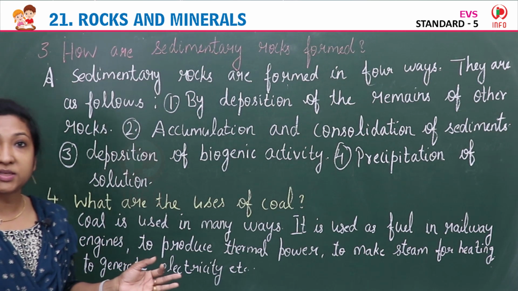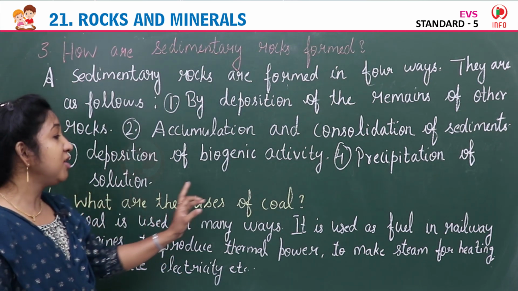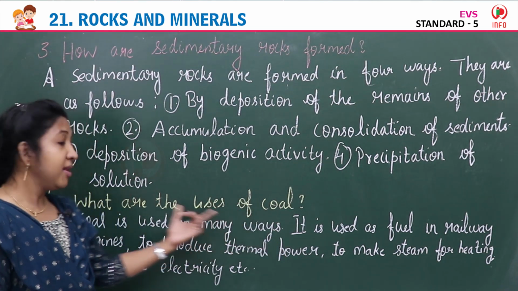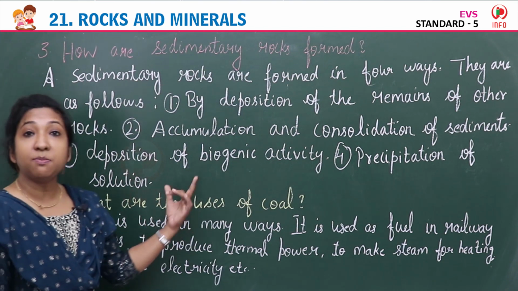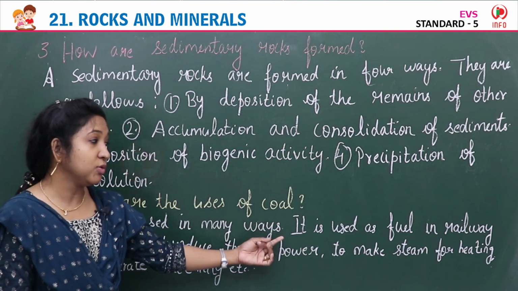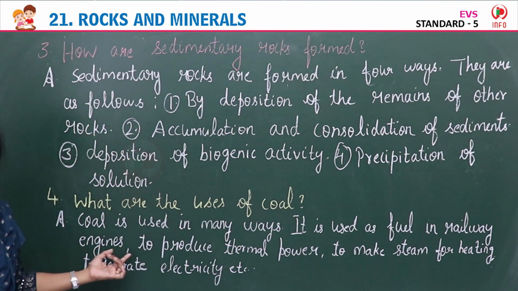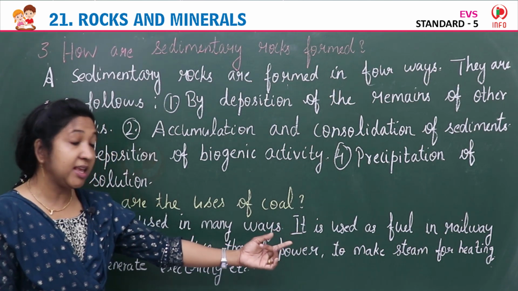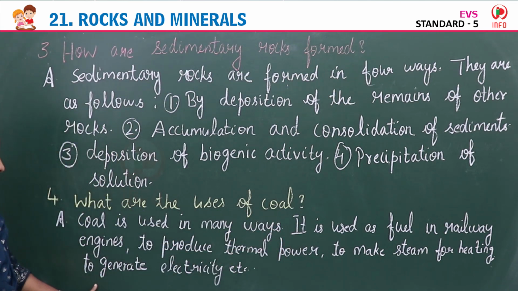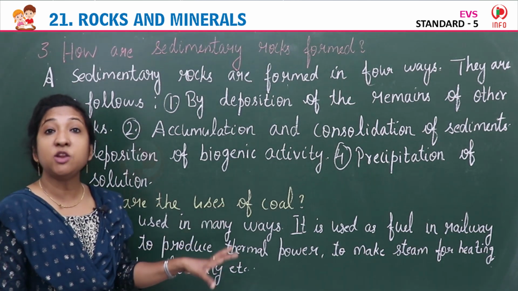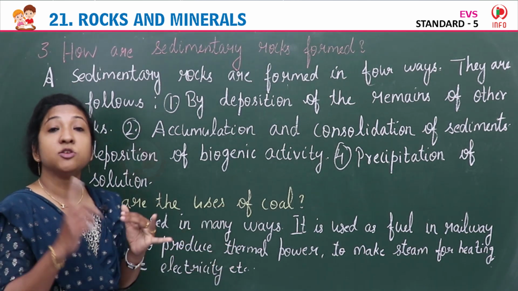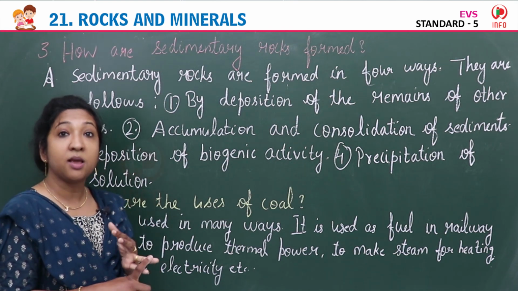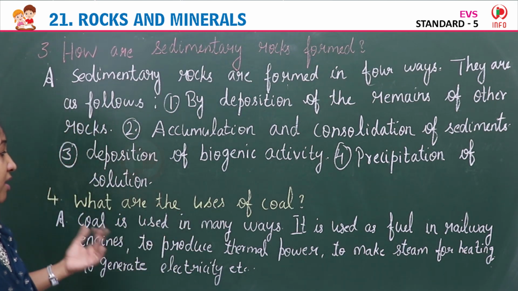Now coming to the next question, the 4th one. What are the uses of coal? Yes, coal. What are the uses of coal? Answer, coal is used in many ways. It is used as fuel in railway engines, to produce thermal power, to make steam for heating, then to generate electricity. These are the main uses of coal, to generate electricity, to generate heat in many industries like steel industry, cement industry, everywhere we use coal to generate heat.